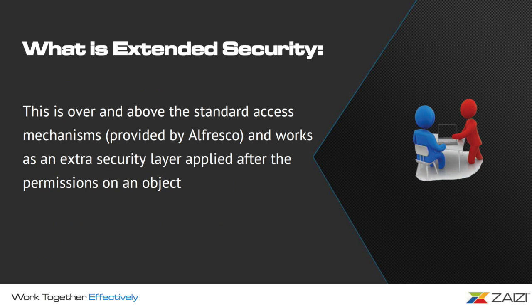Thank you, Justin. So, what is extended security? This is over and above the standard access mechanism and works as an extra layer applied after the permission on an object. An instance of a protective marking must be based on the protective marking scheme as stated by the administrative role during configuration. This user-level security clearance is used when checking to see if the user can have access to the document with a protective marker.